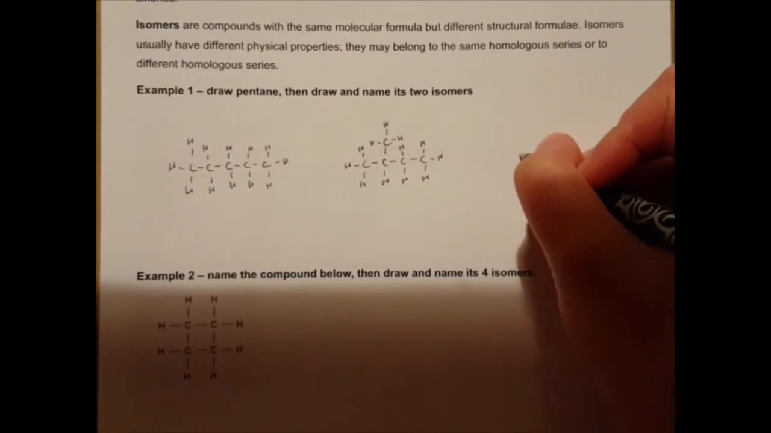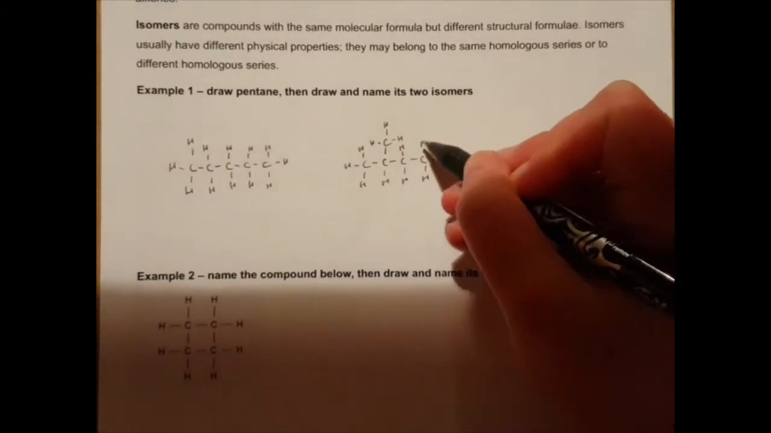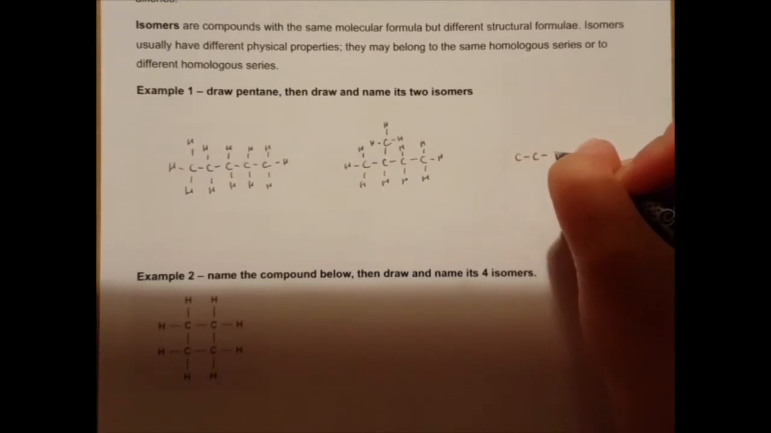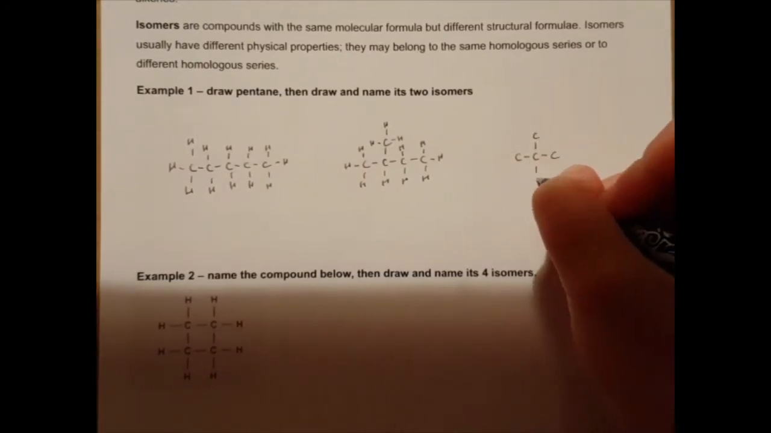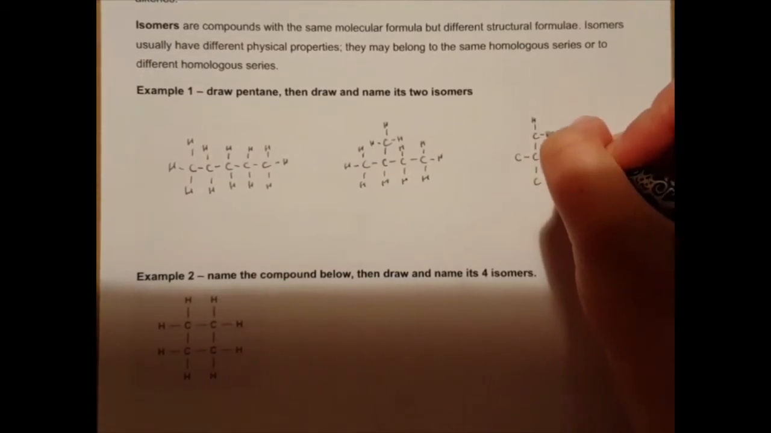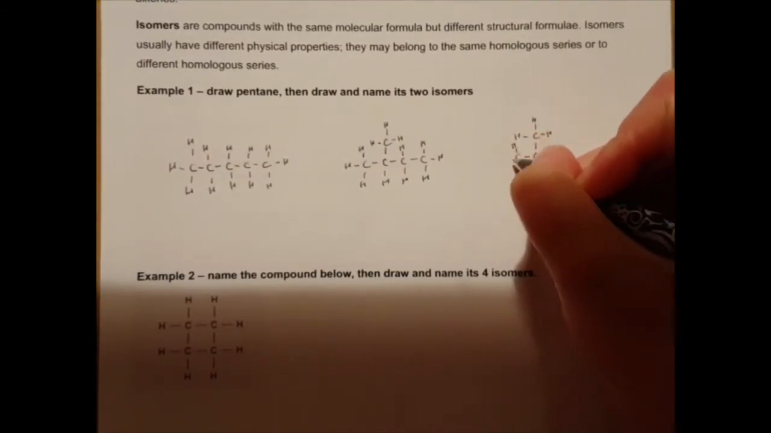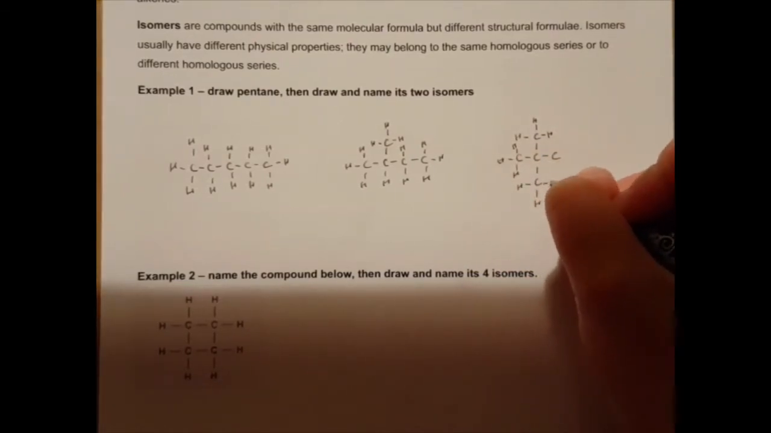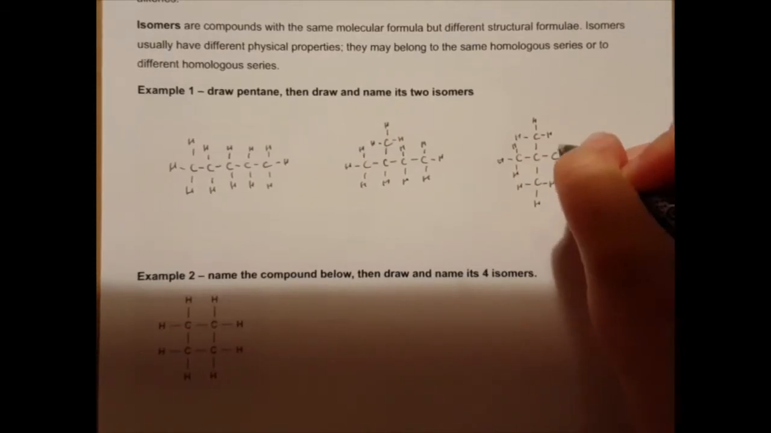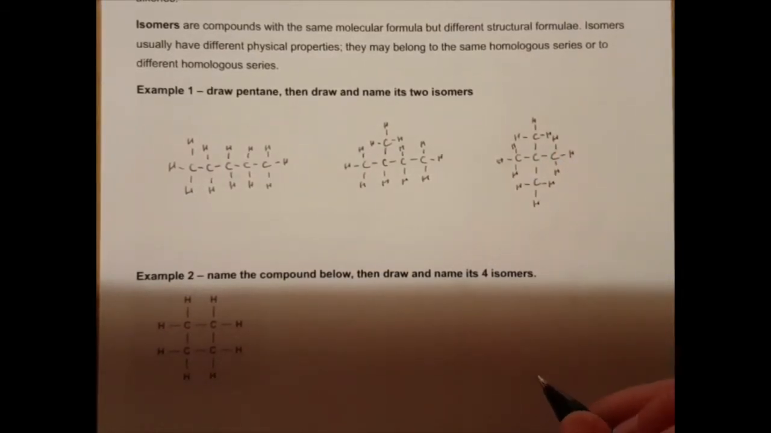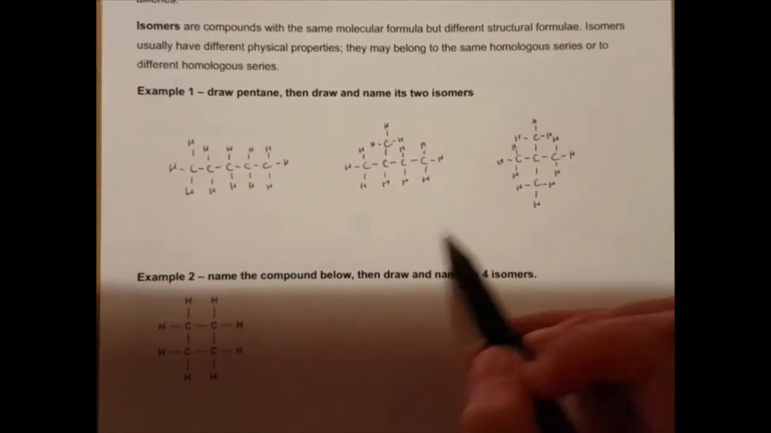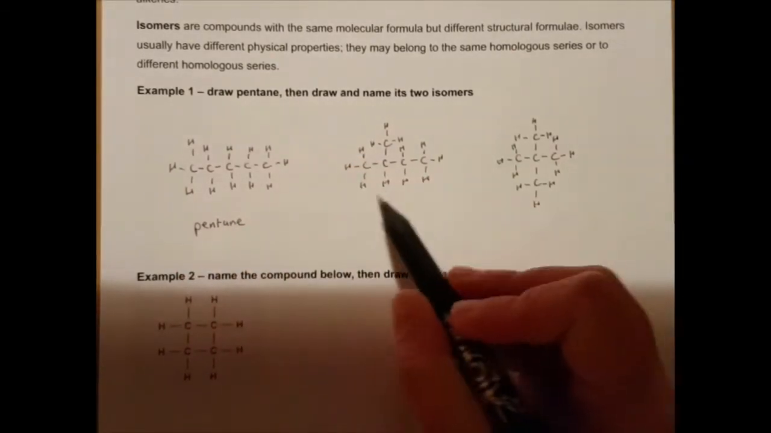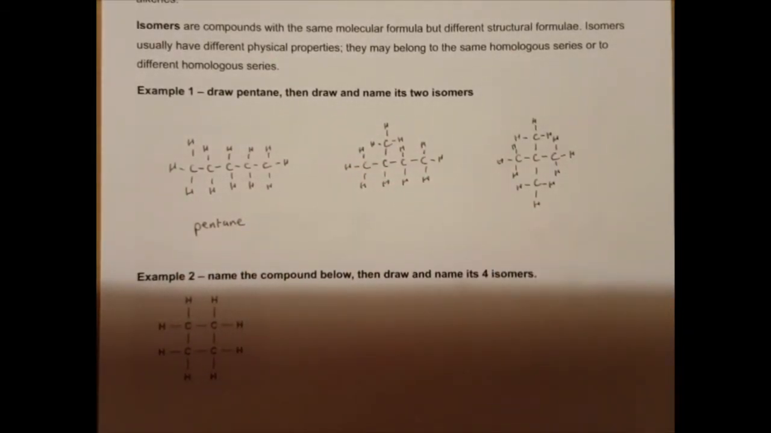Right, hopefully what you've come up with is that we could also take this carbon off the end and put it on this one here. So we would end up with 3 carbons in a row and 2 branches. Okay, I'm going to let you name these 2 isomers now. So this one is just ordinary pentane. And I'll let you name these 2 isomers now. Pause the video.